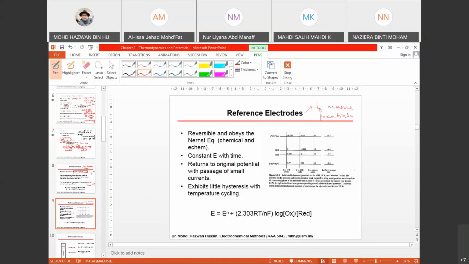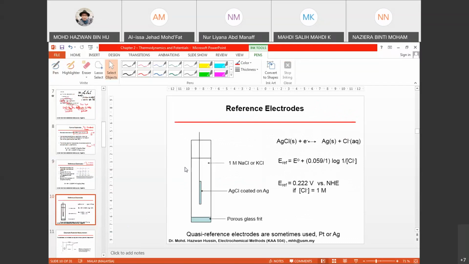Okay. Alright. So, it is a constant potential with time, and normally if we return to the original potential, we will trace it as small currents. Even for reference electrodes, we have seen it before. We might have saturated calomel electrodes, standard hydrogen electrodes, silver chloride electrodes. All these are almost the same thing. It's just that the dimension is different and the potential values are slightly different as well.